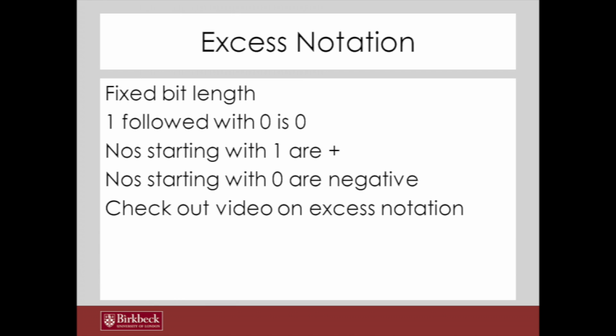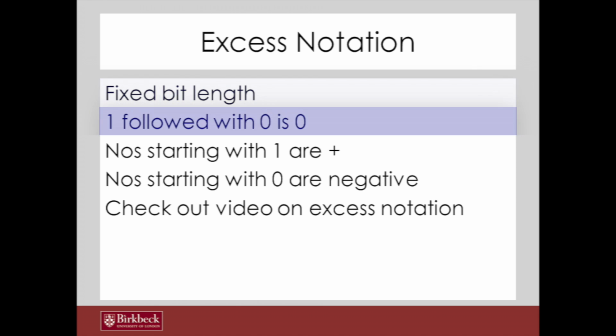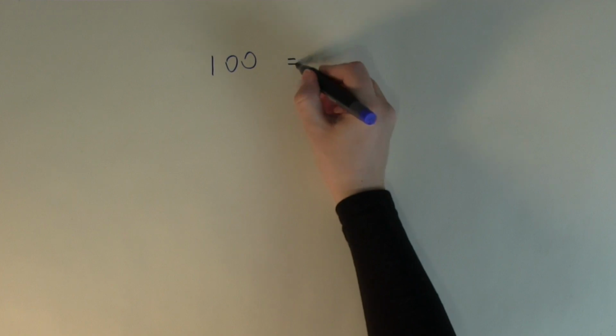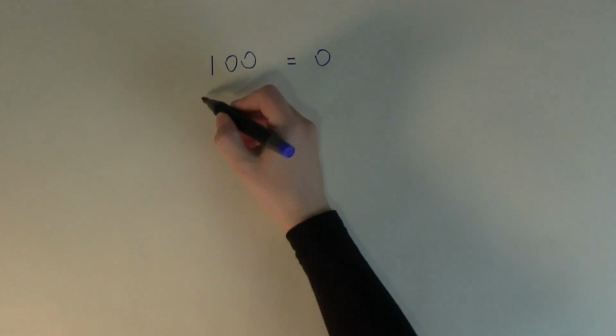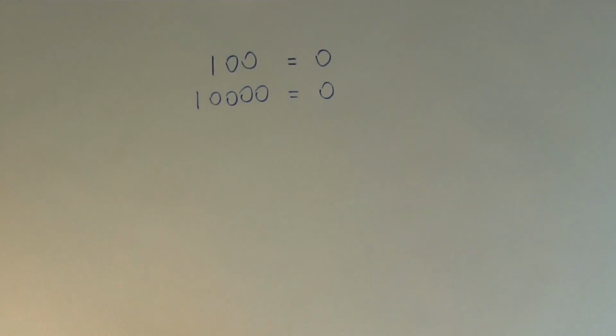So, excess notation. The important thing to know about excess notation is that it is always fixed bit length. Depending on how many bits your excess notation is, 0 will always be represented by 1 followed by the rest of the digits being 0. So for example, in 3 bits excess notation, 1, 0, 0 will be the equivalent of 0 in decimal. In 5 bits excess notation, you would have 1 and 4 zeros to be equal to the decimal 0.